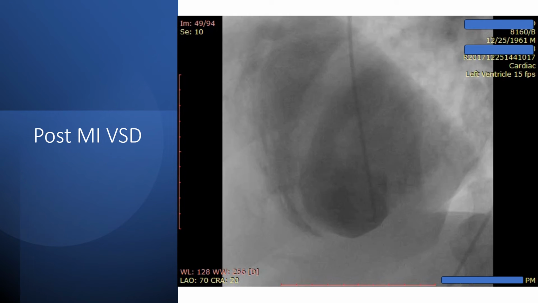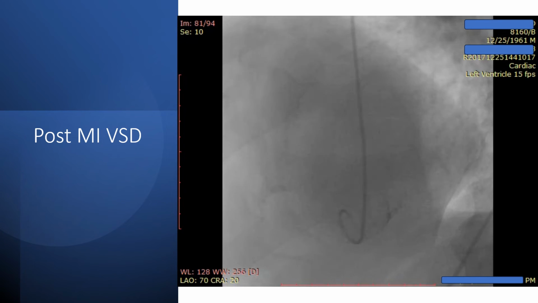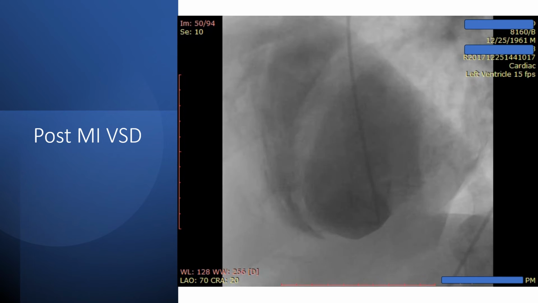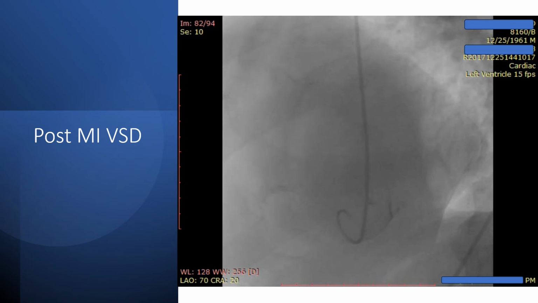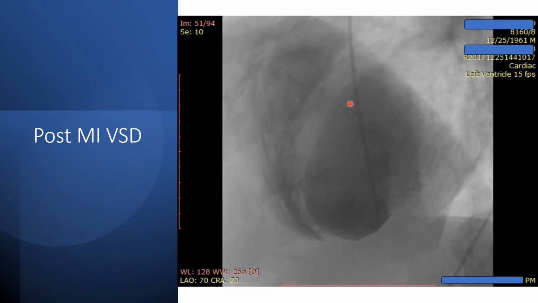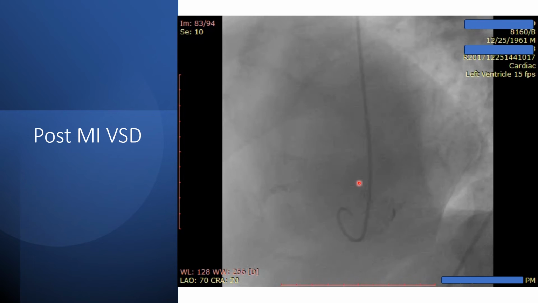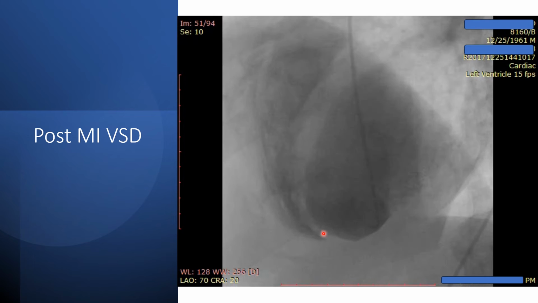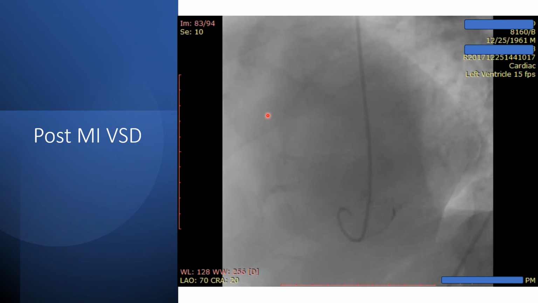LV angiogram can show post-MI VSD. The best view is usually the LAO view with a cranial angulation. It shows the septum in profile. Here we can see the septum as a white line separating the LV, and contrast is passing through the septum into the RV.